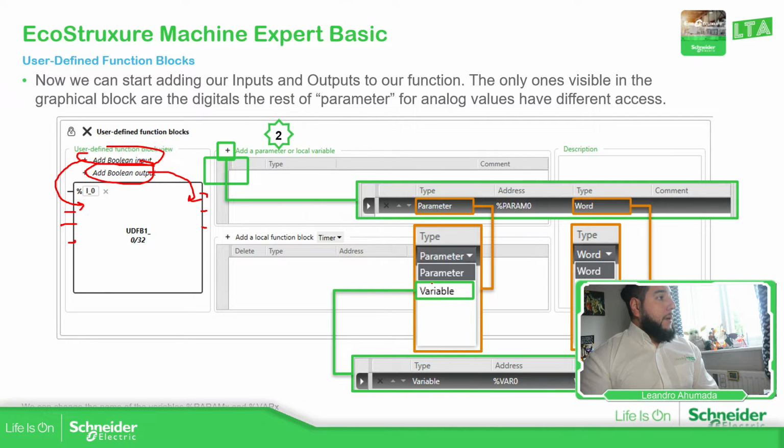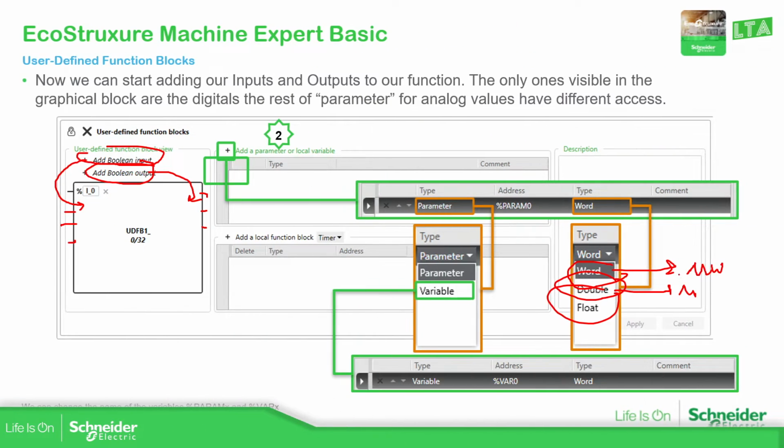And then it doesn't matter if you use a parameter or variable, the type can be word, double word, or float. So it should be percentage MW, percentage MD, or percentage MF. So this is basically what it does.